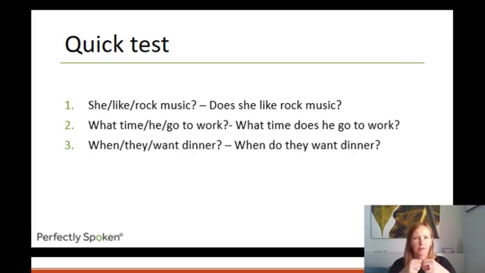In your country, what time do you have dinner? For example, in the UK, usually people have dinner about 6 o'clock, 7 o'clock in the evening, but children have dinner at 5 o'clock. It's very early. In Spain, adults have dinner about 9 or 10 o'clock in the evening, and children have dinner about 9 o'clock. So it's very, very different.